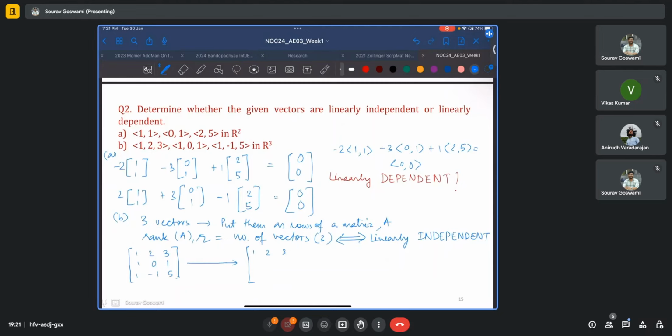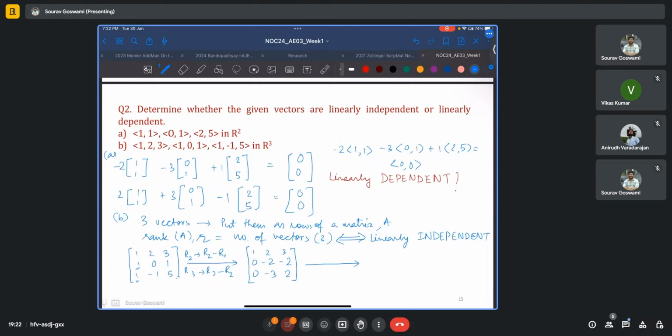So I want a 0 in this position. So what I'll do is my row 2 changes as row 2 minus row 1. So 1 minus 1 is 0, 0 minus 2 is minus 2, and 1 minus 3 is minus 2 again. Similarly, I want 0 here. So R3 will also change as R3 minus R2. So 1 minus 1 is 0, minus 1 minus 2 is minus 3, and 5 minus 3 is 2.